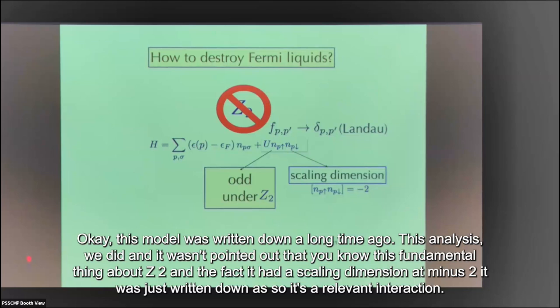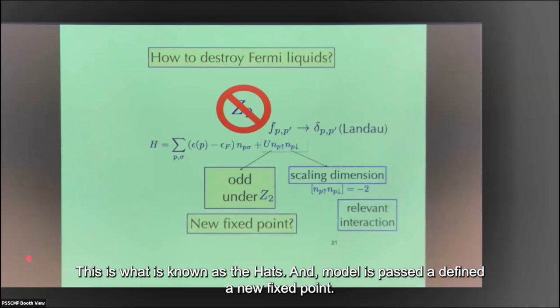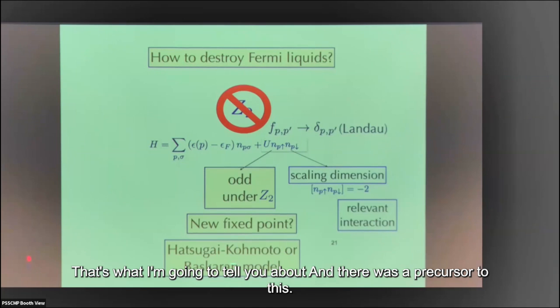Okay, this model was written down a long time ago. This analysis we did, and it wasn't pointed out that this fundamental thing about Z2 and the fact that it had a scaling dimension of -2, it was just written down as so it's a relevant interaction. This is what is known as the Hatsugai-Kimoto model. It has to define any fixed point. That's what I'm going to tell you about.